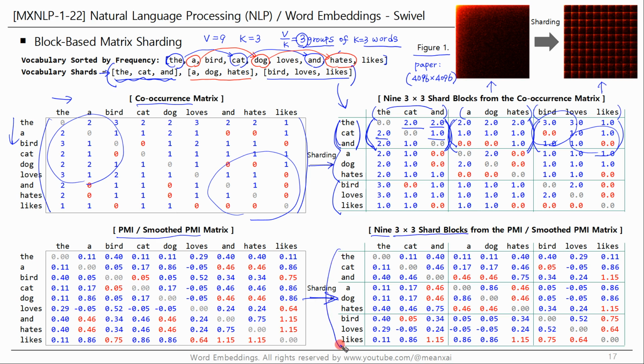These shard blocks are then used as the training data for the Swivel model. We can distribute the shard blocks across multiple machines and train them in parallel. Or on a single machine, we can assign different shard blocks to multiple worker threads. We'll take a closer look at this when we implement the Swivel model in the next video.